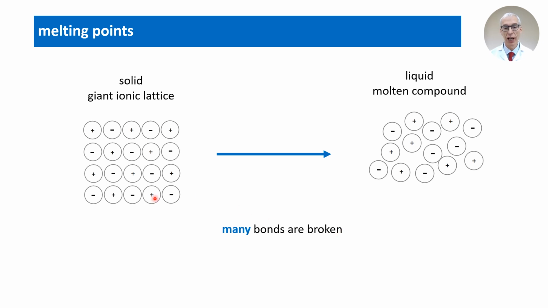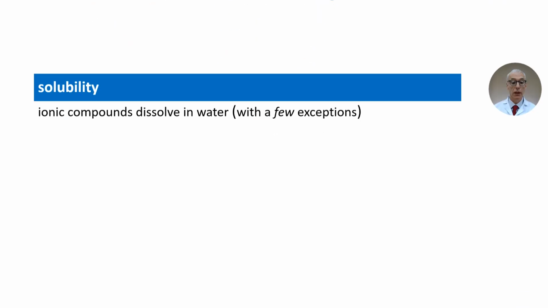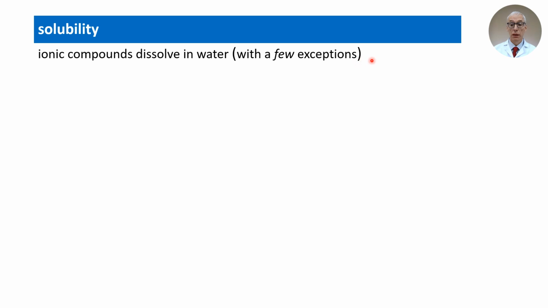It's a giant ionic lattice with a huge number of ion-ion attractions, opposite ion attractions. And those bonds are strong, which of course means we need a high temperature because large amounts of energy are needed to break the many bonds, all of which are strong. Ionic compounds, with a few exceptions, dissolve in water.